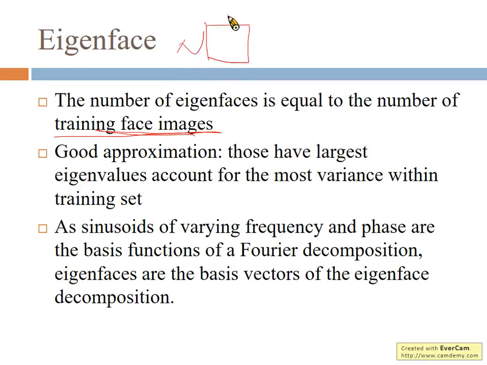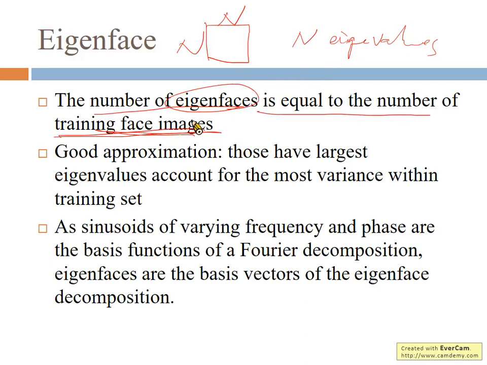As we know before, when we calculate the eigenvectors of an n by n matrix, how many eigenvalues and eigenvectors can we get? Actually, we can get n eigenvalues and eigenvectors. Therefore, the number of eigenfaces is equal to the number of training face images. If we have capital N training images, we will construct an N by N covariance matrix, and therefore we can get N eigenvalues and eigenvectors.